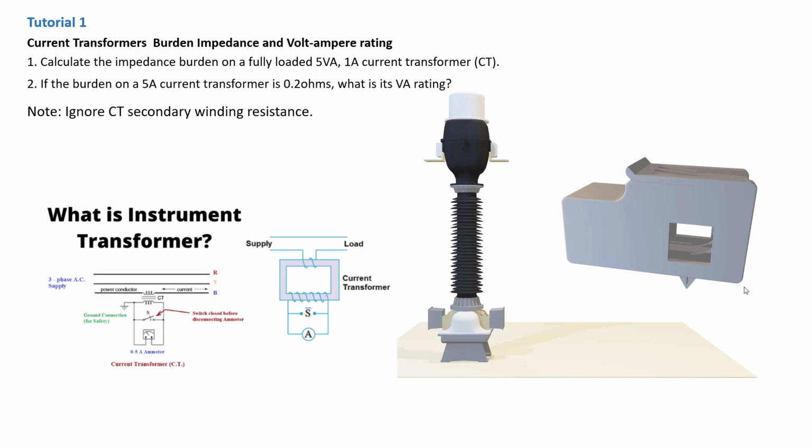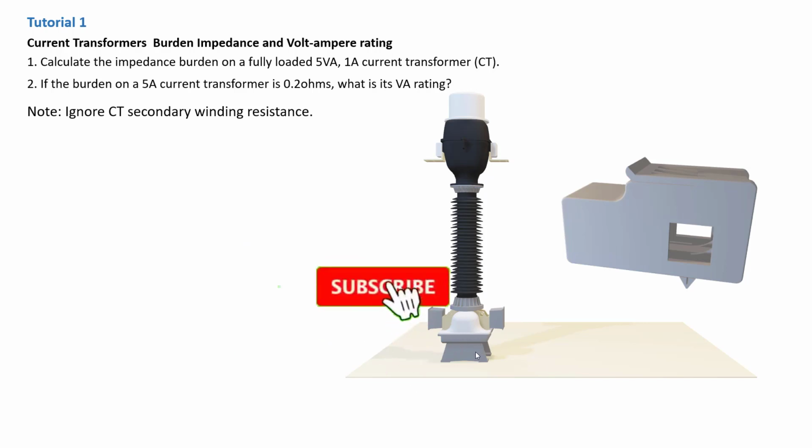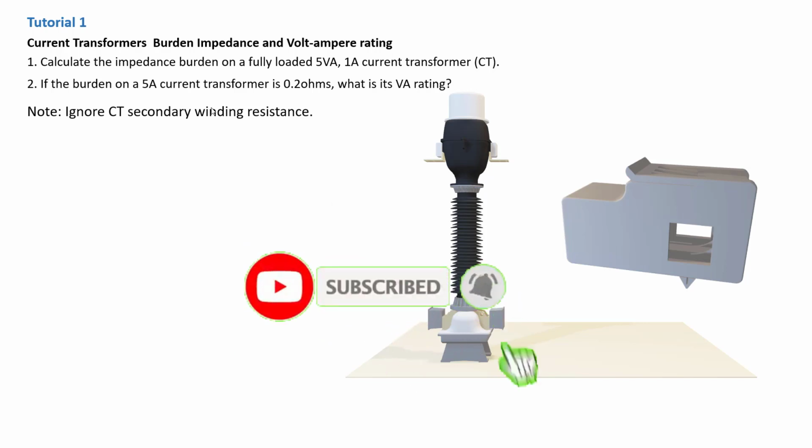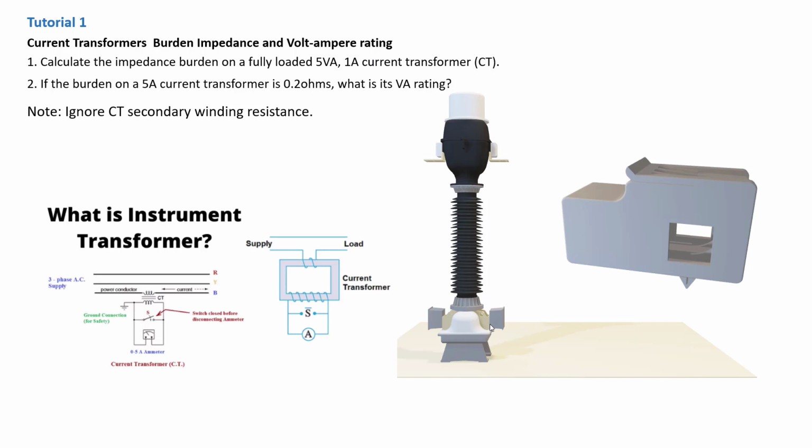They also serve the purpose of providing an insulating barrier to the relays and other metering equipment, that is, to insulate them from the high primary voltage of the line. At the same time, they also provide the possibility of standardizing the relays and instruments. So in this tutorial, we see how to calculate the impedance burden and the volt-ampere rating of the current transformer, as we can see on the screen here.